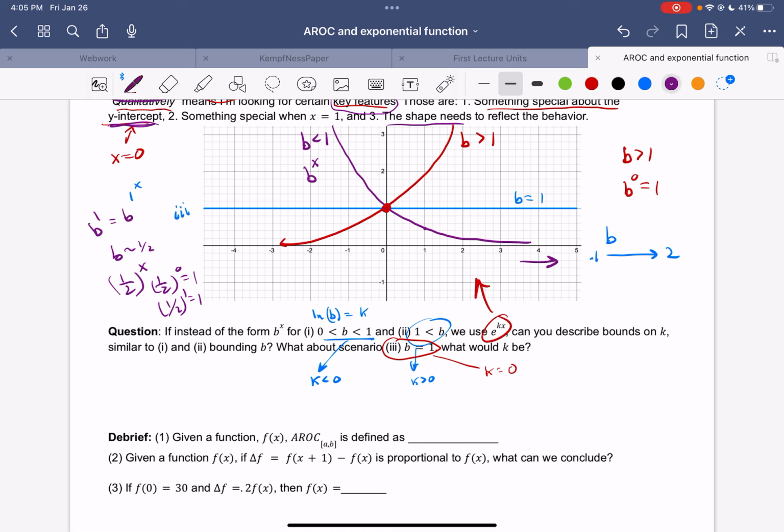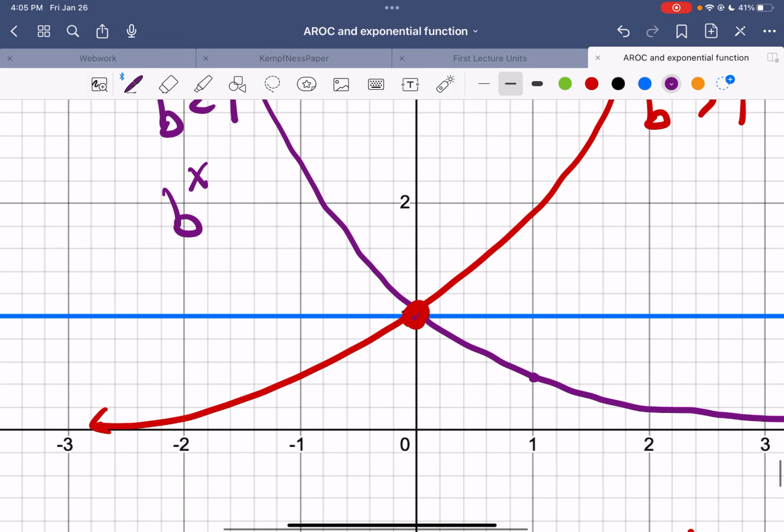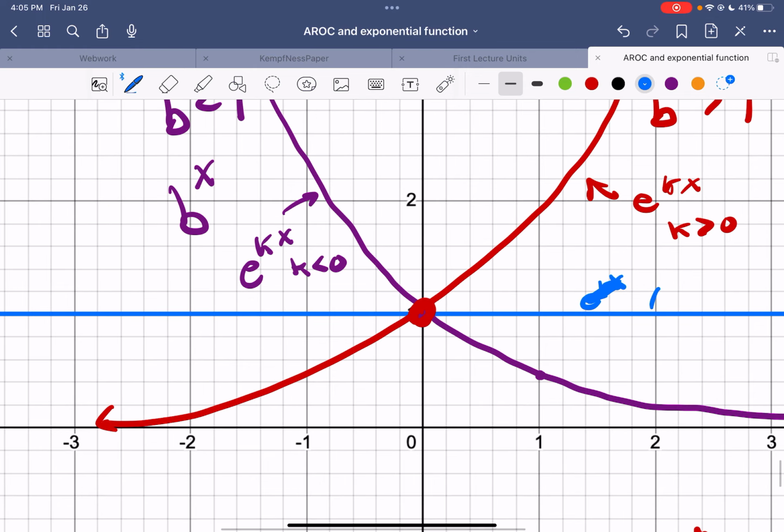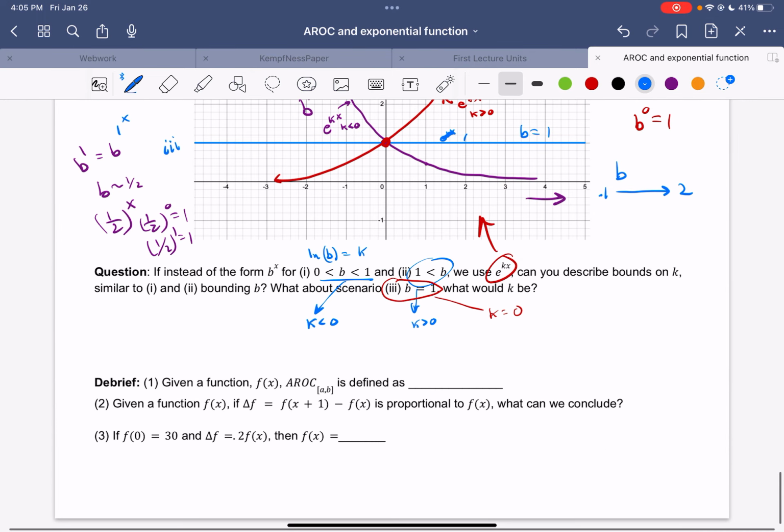It's just in purple now. So if you had e to the kx in purple, k is negative. And similarly, if this was e to the kx, then k would be positive. And if this was e to the kx, then k is 0. You actually just have the number 1, right? Okay, so that's going between b and k some more. I'm getting used to that.